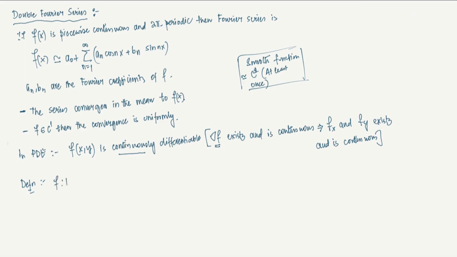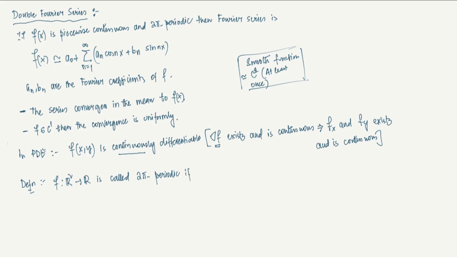A function from R2 to R is called 2 pi periodic. See, this is just a definition. Please don't read too much into it. We are just defining something like this. So essentially, when is a function from R2 to R 2 pi periodic?